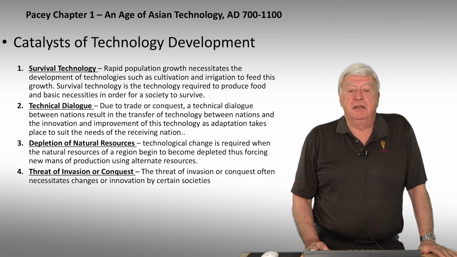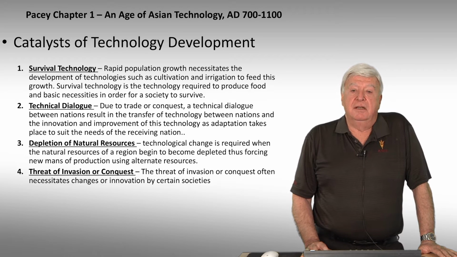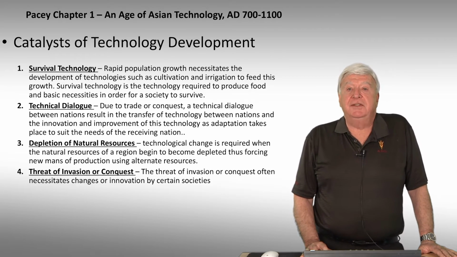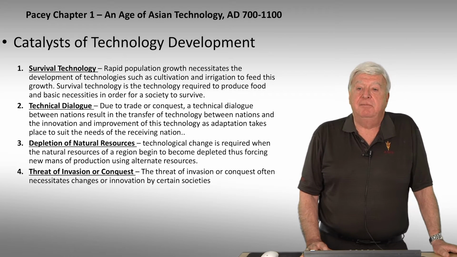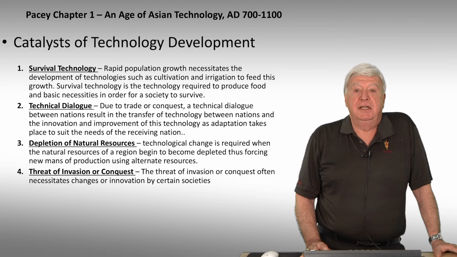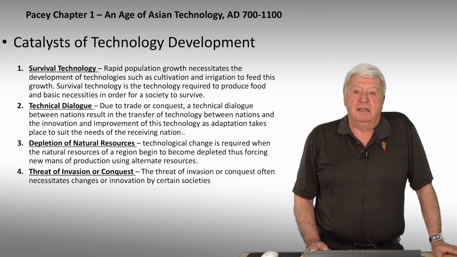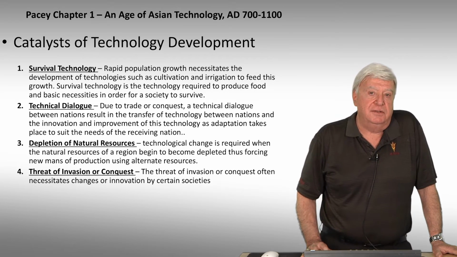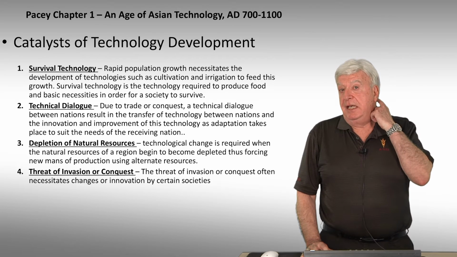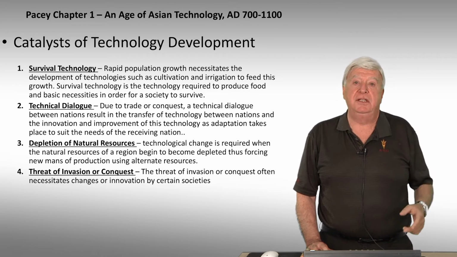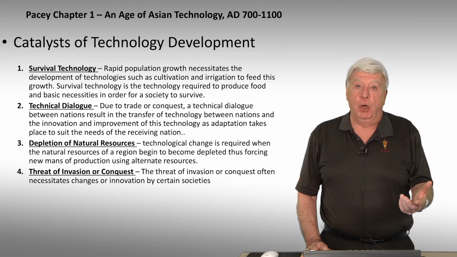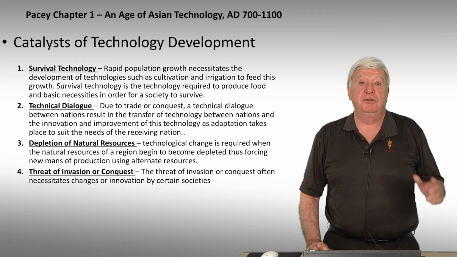Depletion of natural resources. Technological change is required when the natural resources of a region begin to become depleted, thus forcing new means of production using alternate resources. One example of this is China's Hebei and Henan provinces. As wood became scarce as a result of deforestation, and the steel industries, coal or coke became the required fuel for China's blast furnaces. In other words, due to deforestation, they could no longer use charcoal to fuel these furnaces. So they discovered that coal or coke, which is very similar, would be a suitable alternate fuel.